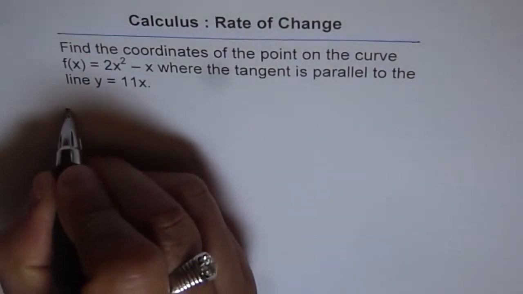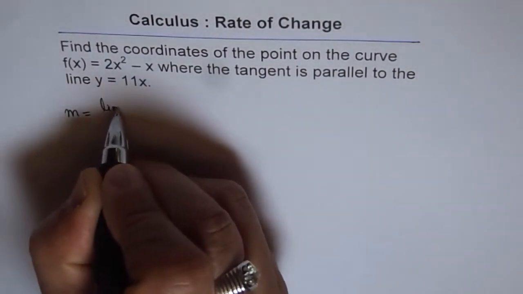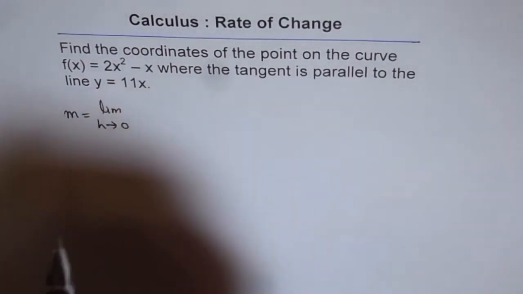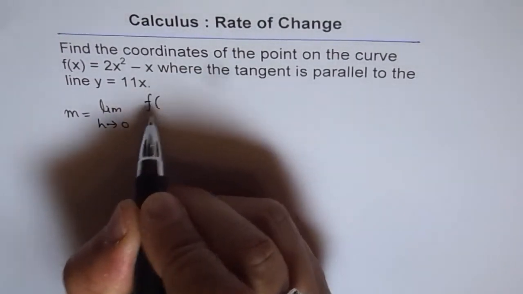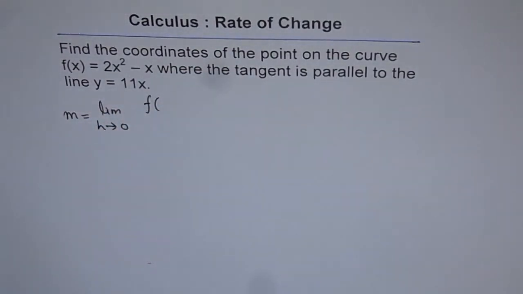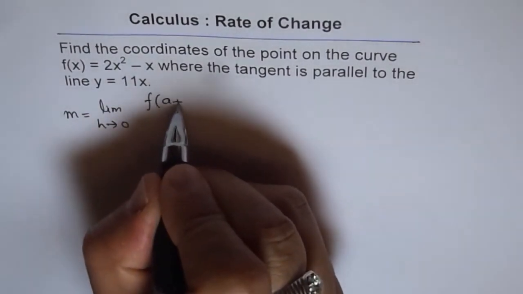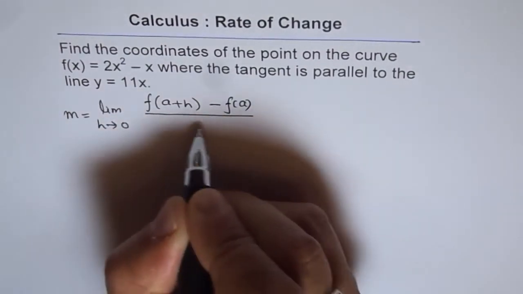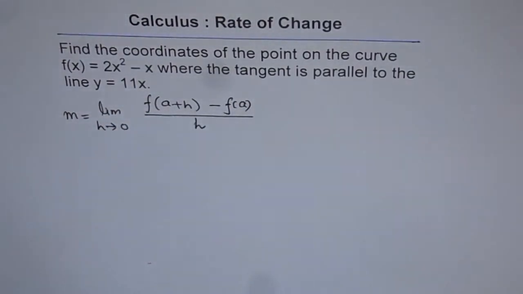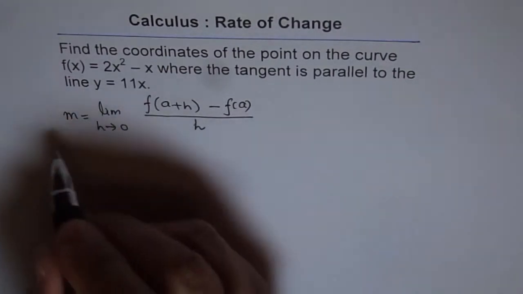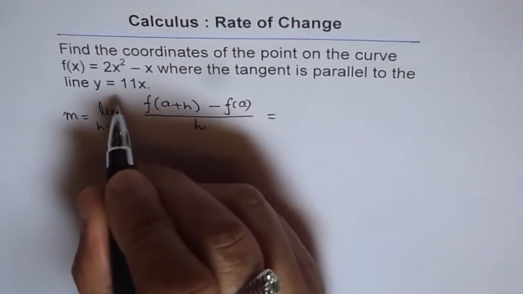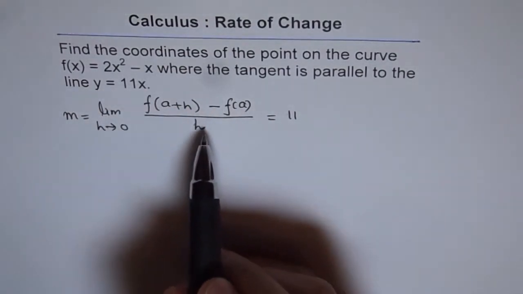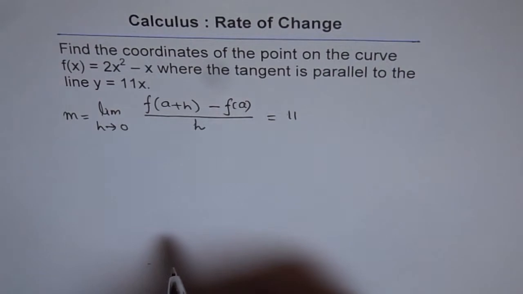So we'll start with m equals the limit as h approaches 0, where, since we don't know the point, we'll let the point be a. So f of a plus h minus f of a over h. That is how we're going to start this question, right? And this slope should be how much? This slope should be 11. So first let's figure out this part, and then we'll equate it to 11 and find the answer, correct? That's the approach.